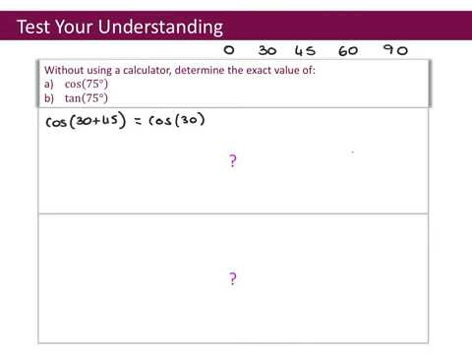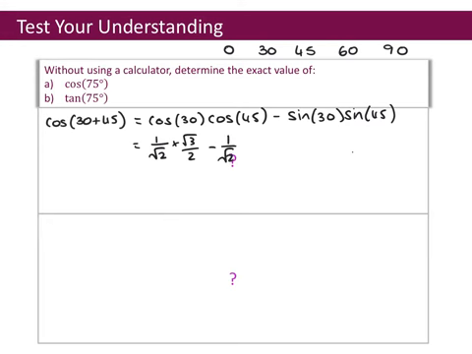So this is going to equal cos 30 cos 45 minus sine 30 sine 45. Now, we know what these are, and if you don't know what they are, you can put them into your calculator. So it's 1 over root 2 times root 3 over 2 minus 1 over root 2 times a half, which I think we did in this example earlier. Root 6 minus root 2 over 4.